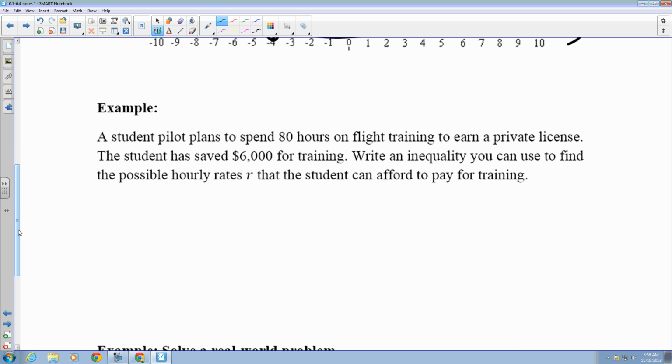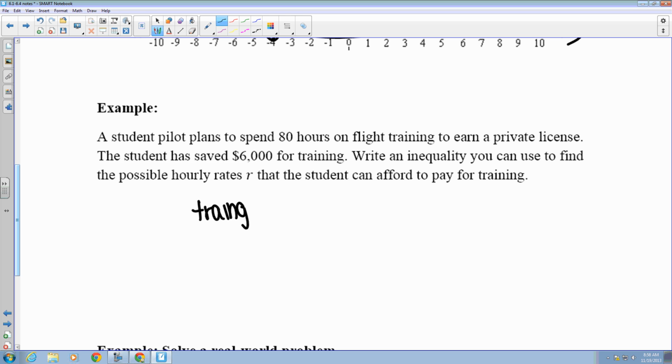A student pilot plans to spend 80 hours on flight training to earn a private license. So far, they have saved $6,000 for training. Write an inequality you can use to find the possible hourly rates that a student can afford to pay for training.